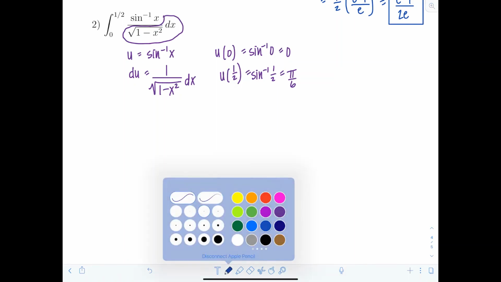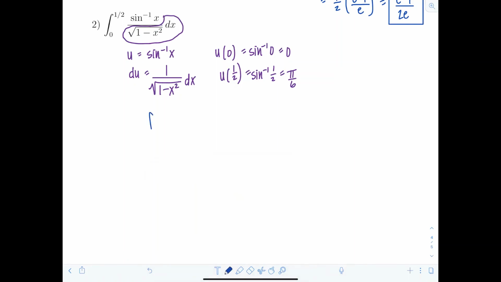All right, time to switch things to be in terms of u. New lower limit, 0. New upper limit, pi over 6. Sine inverse of x, this guy here, that's my u. And then all of this, dx over radical 1 minus x squared, that's just du. So sweet and simple, right? That's why u-substitution is so nice. It takes this crazy integral and makes it a lot easier to work with and anti-differentiate.